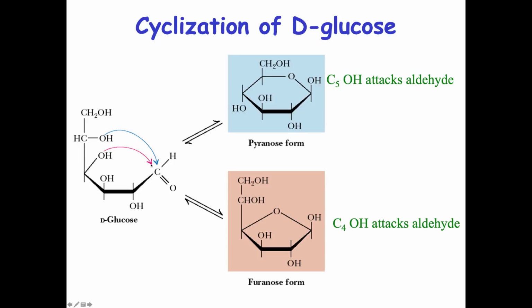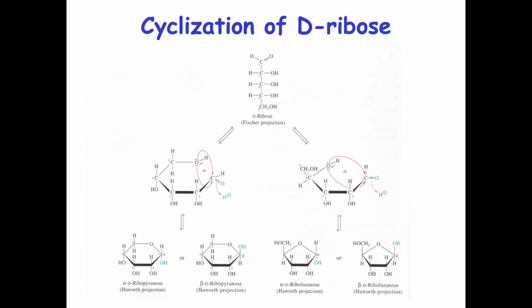If the C4 hydroxyl group, which you see in red, attacks the aldehyde, you get this furanose form. So again, glucose can form either a pyranose group or a furanose group. So here is the cyclization of D-ribose. And again, we can get the formation of 6-ring structures or 5-ring structures, and that is determined on the basis of which of these hydroxyl groups attacks the aldehyde group.